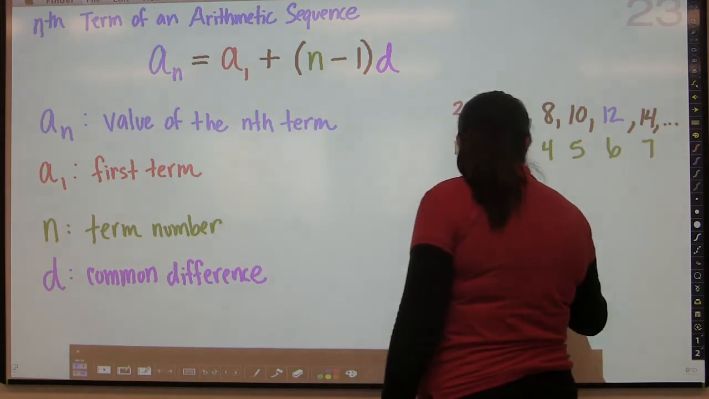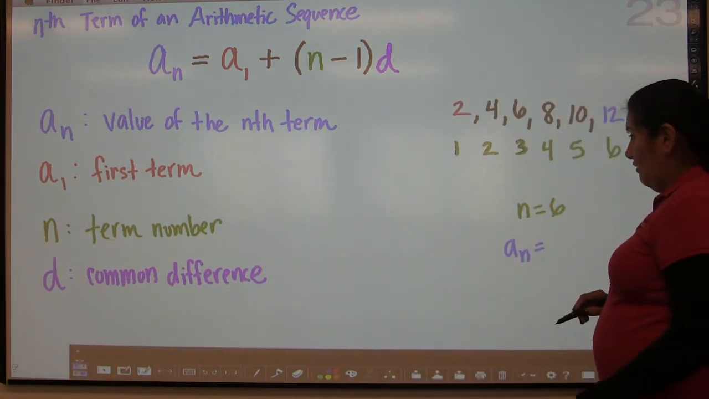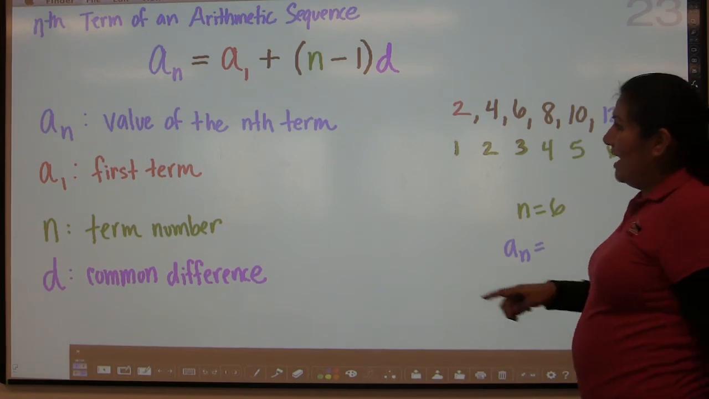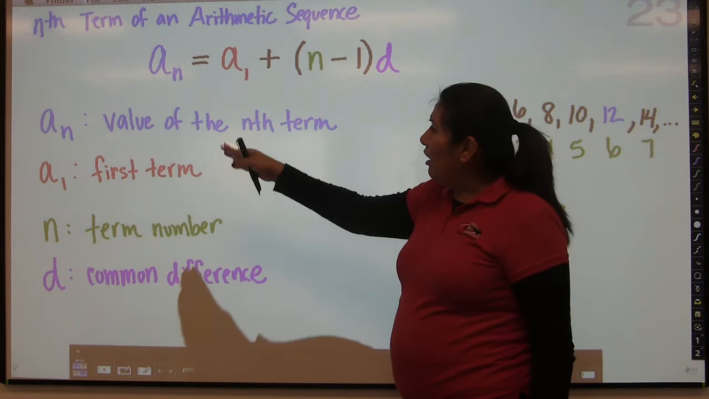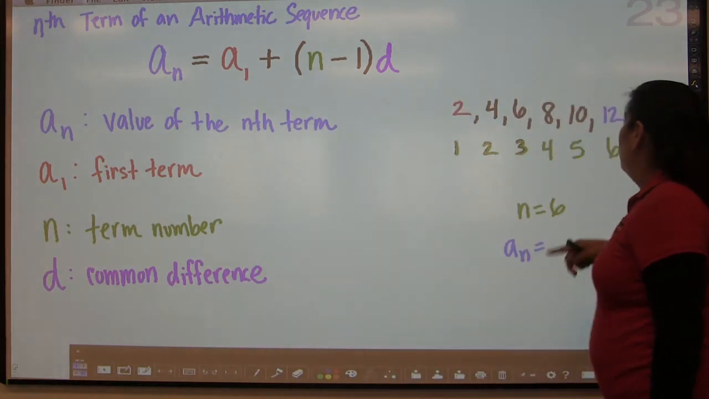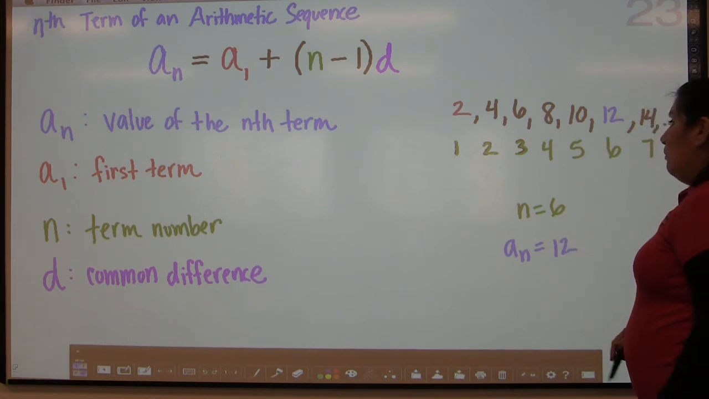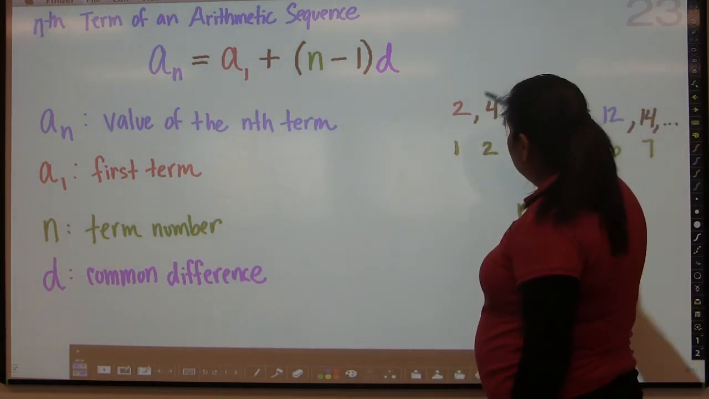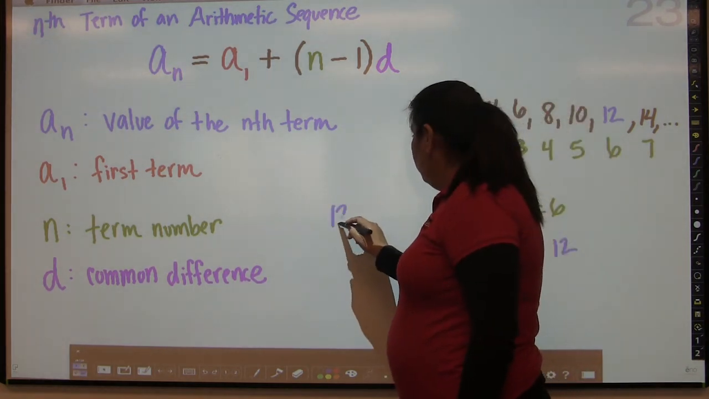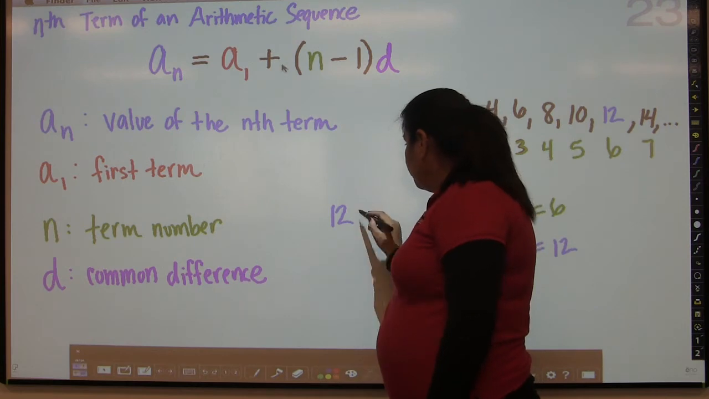A sub n is telling me the value of the 6th term. So when I say nth here, and since n was 6, it's like saying, what is the value of the 6th term? Well, the value of the 6th term is actually 12. So that's 12. And I want to show you how this formula works, because according to the formula, we have a sub n, which is 12. We know that in this scenario, a sub n is 12.